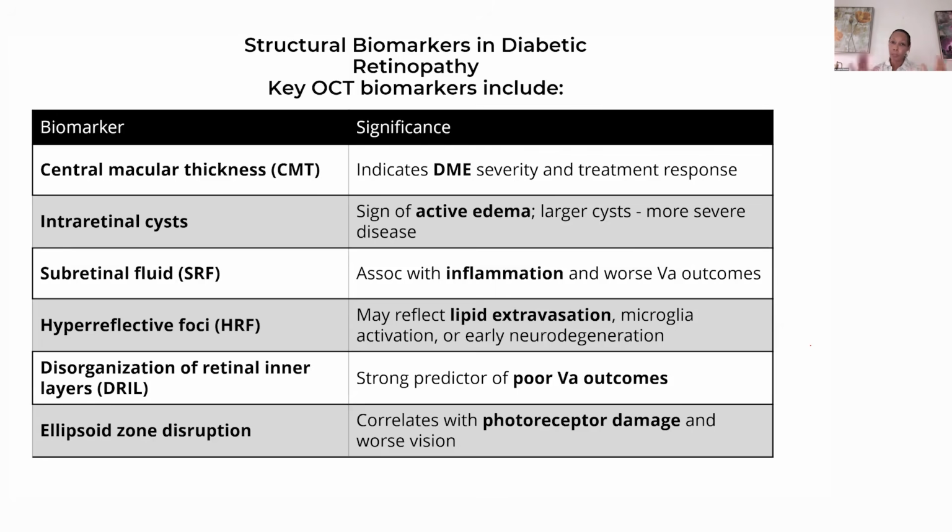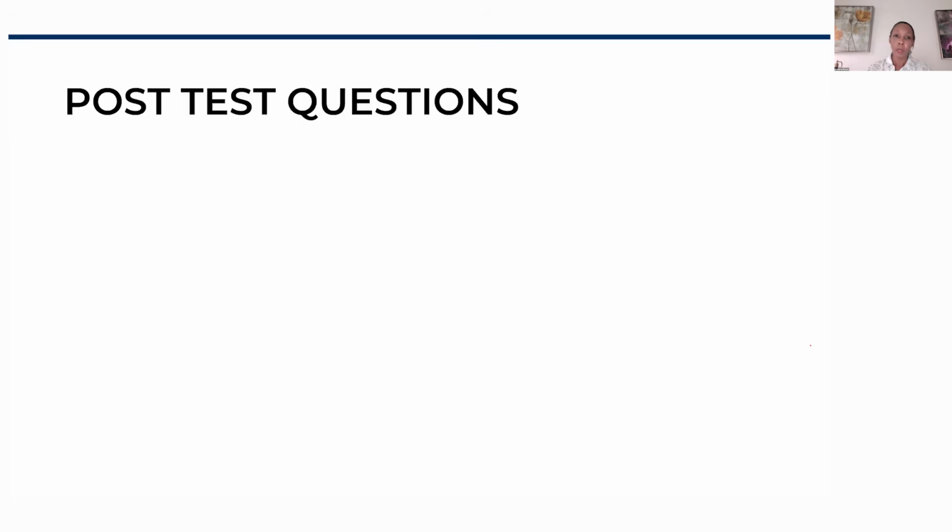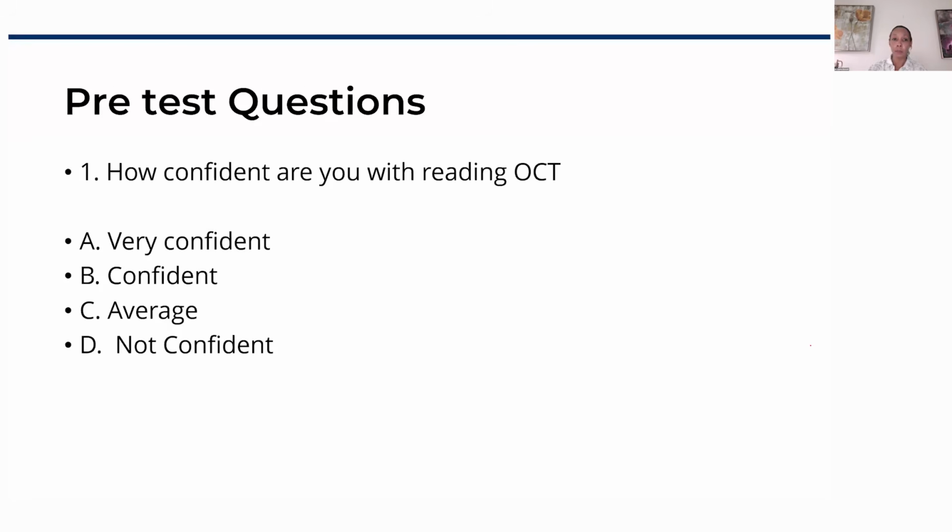So those are the key OCT biomarkers that I want you to use when you're looking at your OCTs, assessing your patients, planning therapeutic interventions, and trying to give prognostic advice to patients. So we're going to go through the post-test questions. The first one, how confident are you with reading OCT? Okay, good. Let's go on to the next question.